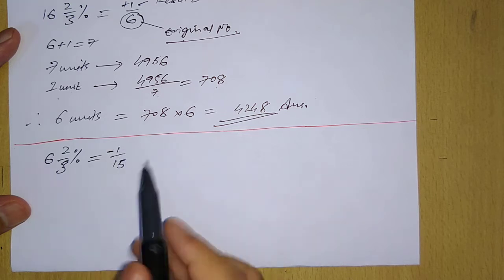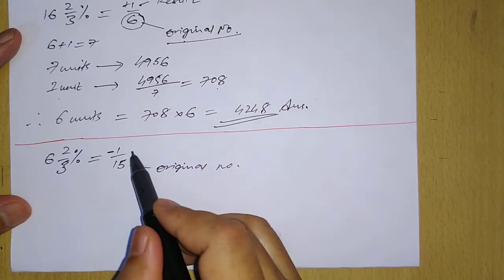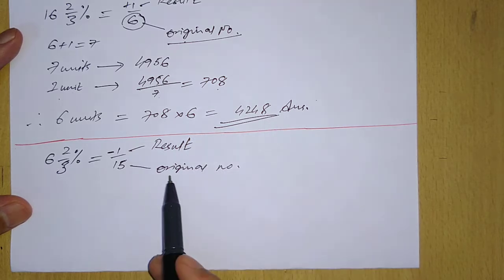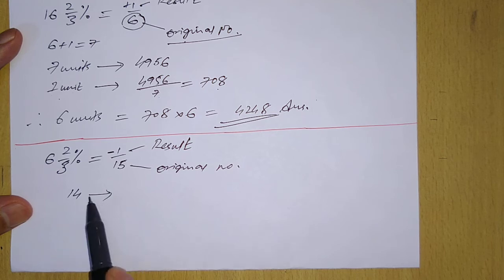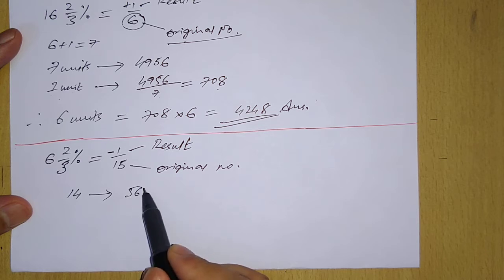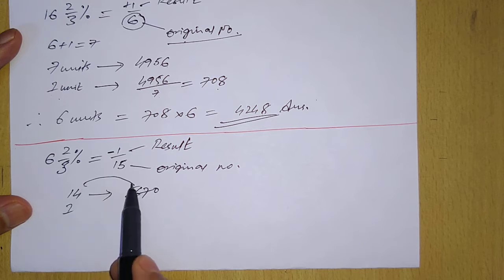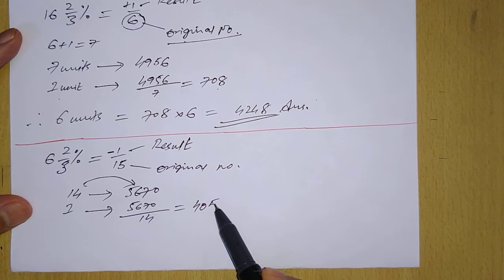It says 6 2/3% of a number is subtracted from itself. Subtracted means minus. So this is our original number and this is our result. Now it says subtracted. So 15 minus 1 will give us how much? 14. So when we subtract 6 2/3%, the result becomes 5670. So 14 units is representing 5670. So 1 unit will represent how much? 5670 divided by 14, and this will give us 405.